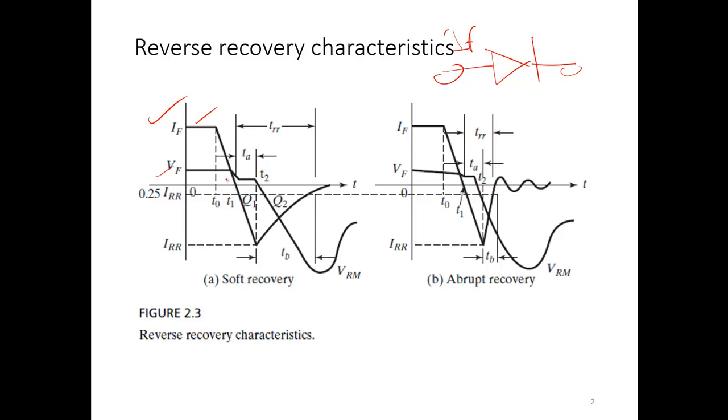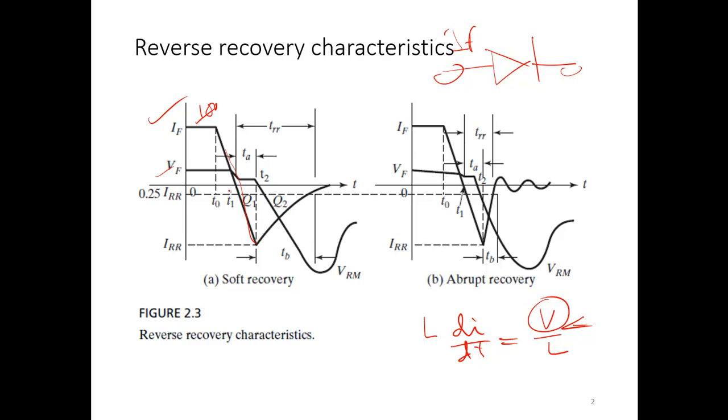Normally there will be an inductor in the circuit. The di/dt of the current depends on the voltage divided by L. The inductor will limit the di/dt, how fast this current is falling. As a result, if it started from a current of 100 amps, the current will fall at a certain slope depending on the di/dt of the circuit.